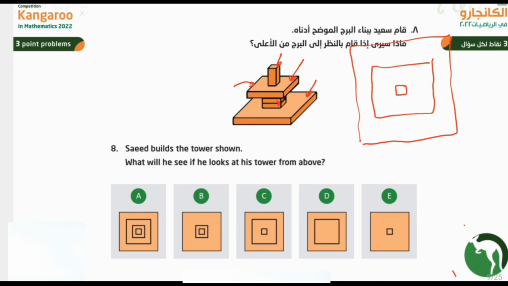So if we look at the answers, A is not correct because it contains 4 blocks, and B is not correct because the second one here is too small, but here in the shape it is bigger than that. So also this one is not correct. In C, it seems correct. Let's look at D. D just contains 2 blocks, so also not correct. E is also containing 2 boxes, so also not correct. So C is the correct answer.